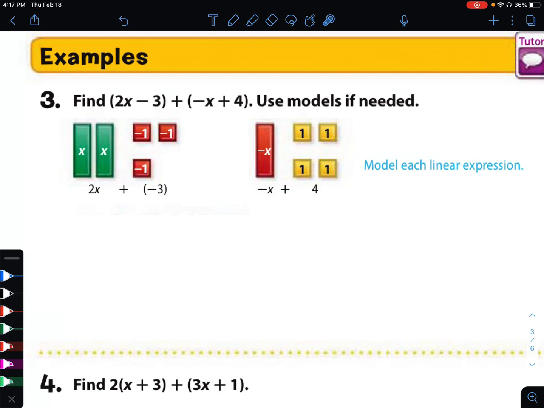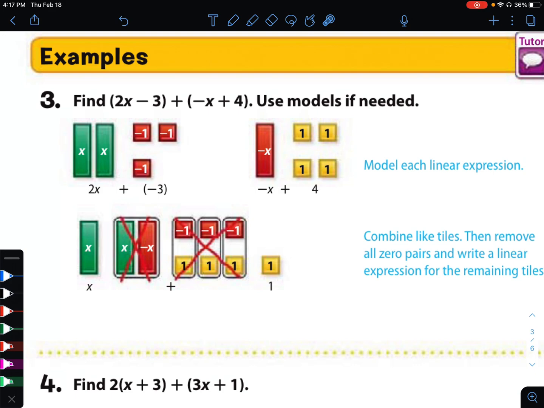So again, here we can actually use zero pairs to work out this problem. What we will be doing is combining all our x tiles and combining all our unit tiles. If we do that, this is how it's going to look. When we combine all our x tiles, this becomes our zero pair because x plus -x is 0, so that cancels out. And if we combine all our unit tiles, we have 3 zero pairs, 1, 2, and 3. So we cross that out, that becomes 0, and we're left only with 1 unit tile.